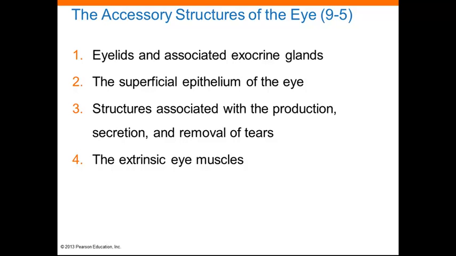The eyelids and their associated exocrine glands will be first. Then we're going to discuss the superficial epithelium of the eye and structures associated with production, secretion, and removal of tears. And last, the extrinsic eye muscles. So all of these accessory structures are aimed to provide protection, lubrication, and support of the eye.